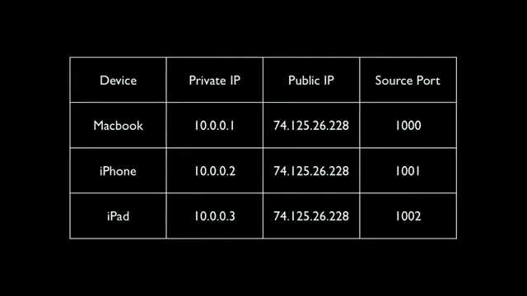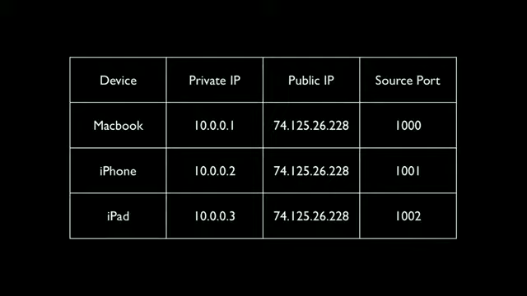So now I have three devices connected to my home network. I'm an Apple fanboy, so I have a MacBook, I have an iPhone, I have an iPad, and I probably have some more Apple devices because I really like them. And each of these devices now does not have a public IP address. Instead, they all have private IP addresses. So I could have 10.0.0.1, 2, 3. Because this starts with 10 dot something, I know that this address is a private IP address.